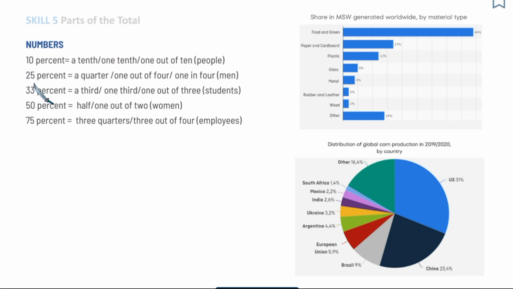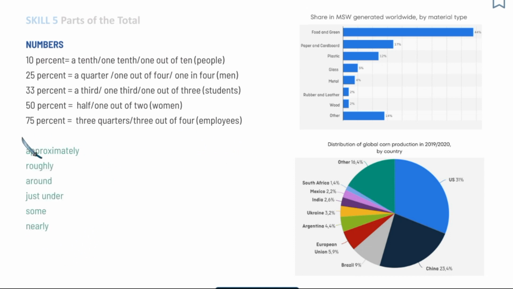If we're talking about 25%, this is a quarter, or 1 out of 4. Alternatively, you can say 1 in 4. 33% is a third, or 1/3, or 1 out of 3 students, women, employees. 50% is half, or 1 out of 2. And finally, 75% would be 3/4, or 3 out of 4.